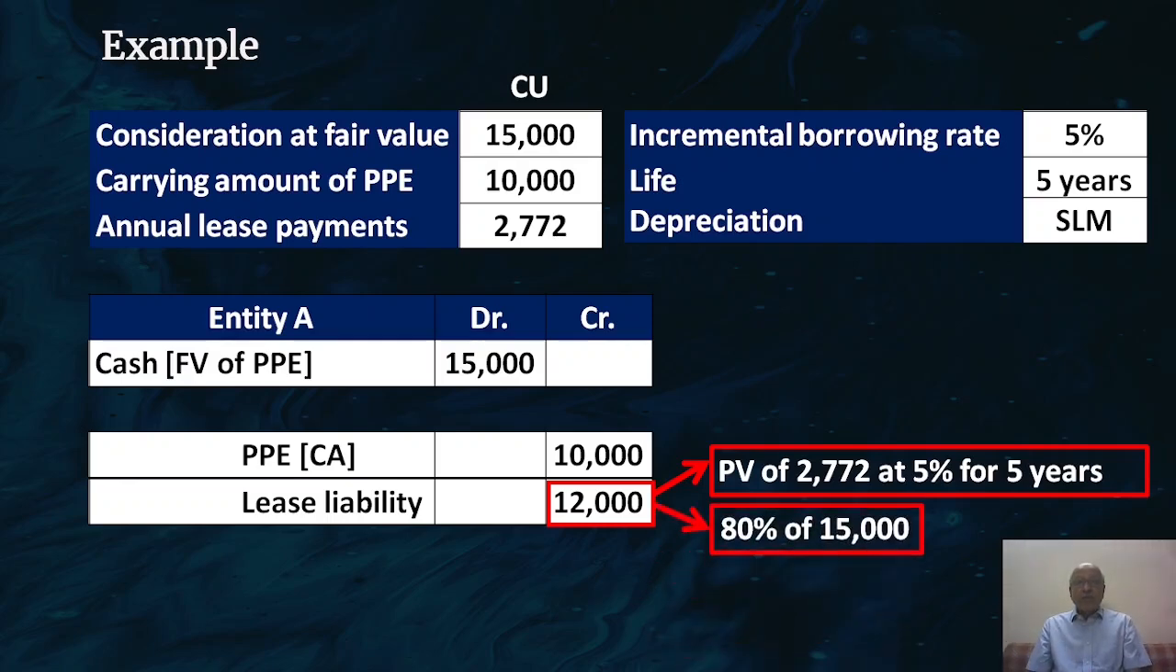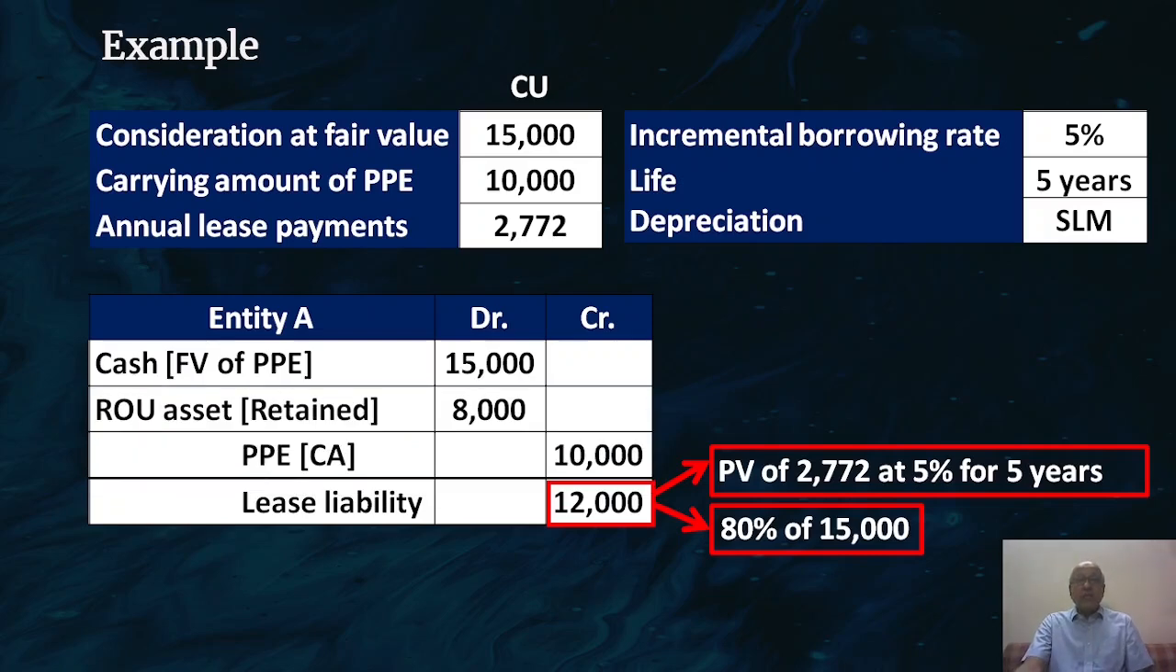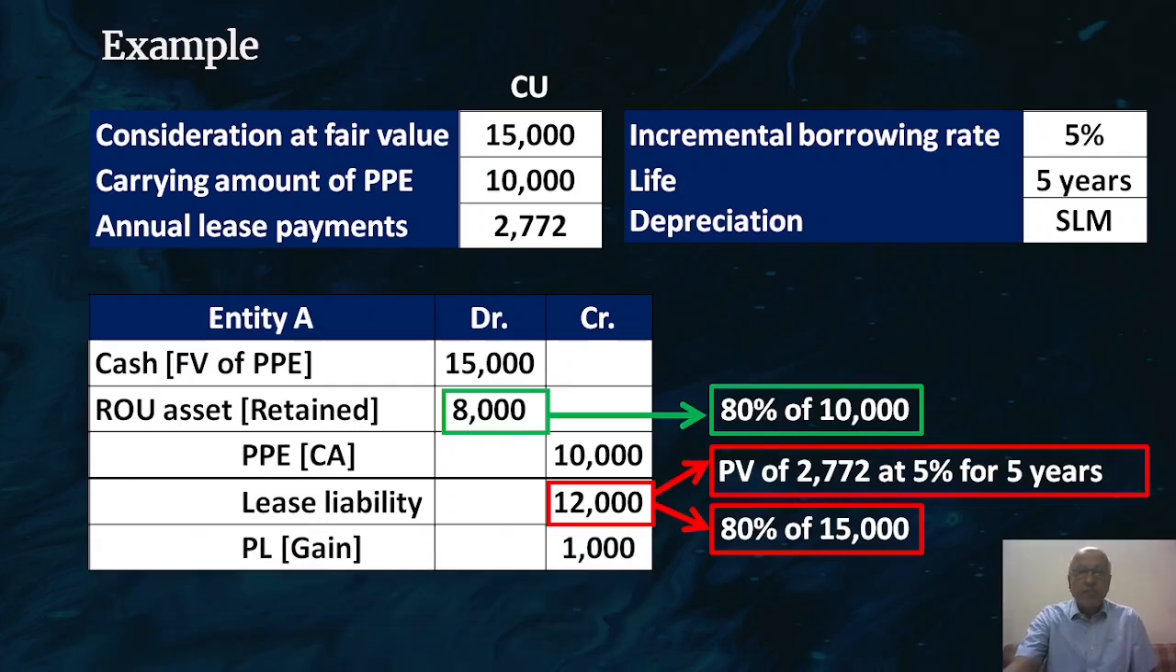Next, what is the proportion of lease liability to the fair value of PPE? Lease liability is 80% of the fair value of PPE. That means the right-of-use asset will be 80% of the carrying amount of PPE. You see, 8,000 is 80% of 10,000. Now the balancing figure is the profit. That is gain on rights transferred, 1,000 rupees.